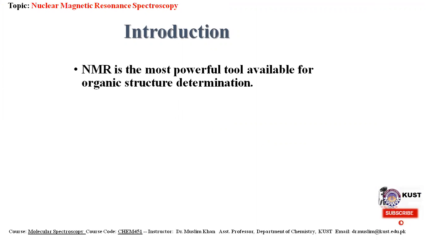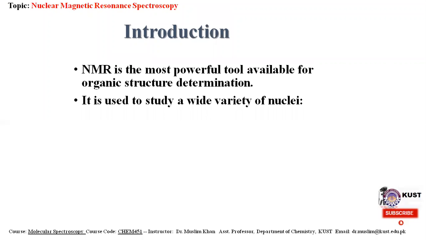First of all, NMR is the most powerful tool available for organic structure determination. It is used to study a wide variety of nuclei like hydrogen nuclei, carbon nuclei, nitrogen nuclei, fluorine nuclei, phosphorus nuclei.